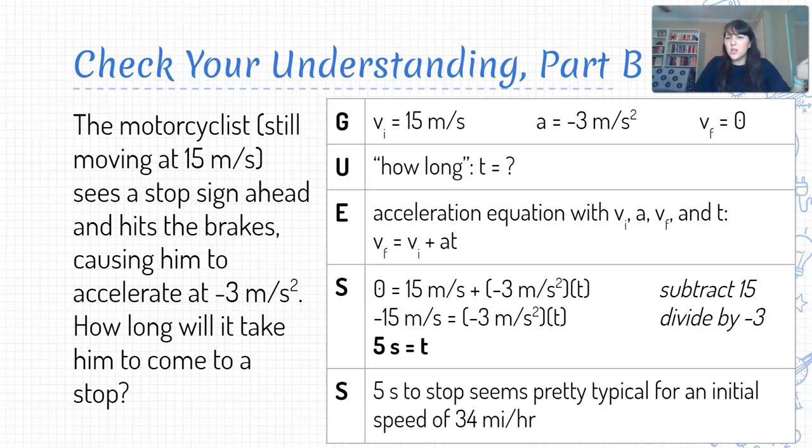And if we're starting off at about 34 miles per hour, taking 5 seconds to come to a stop seems like a reasonable amount of time based on my own experiences driving. So that is it. Now you've got all these equations at your disposal to help you numerically, computationally analyze different types of motion. So go forth, do physics, be brilliant.